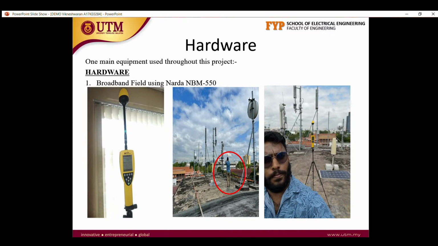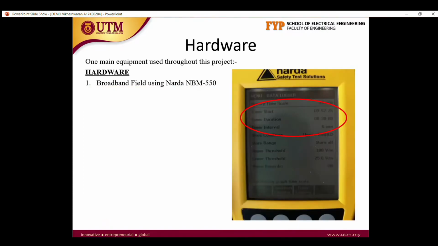The hardware I used throughout this project is a Broadband Field Meter, Narda NBM-550, where the red circle from the picture shows me setting up the hardware. The result was taken within a total time of 30 minutes with a 6 minute time interval, which concludes into 5 readings for every location.